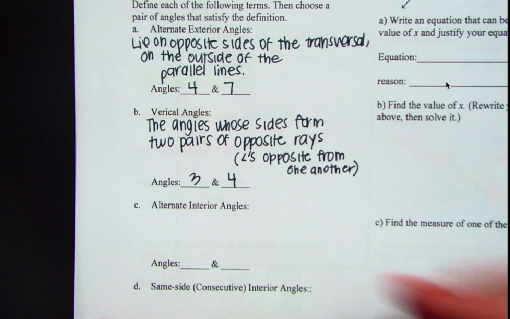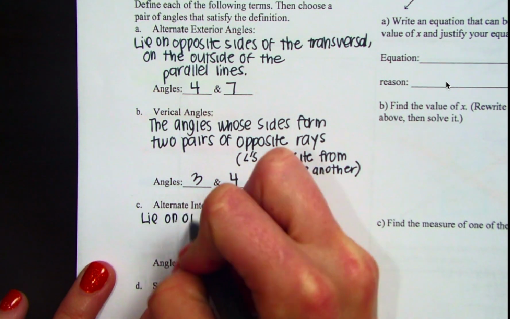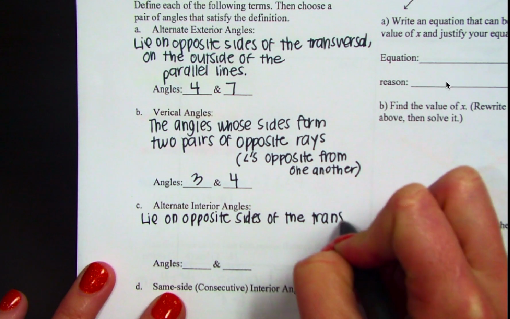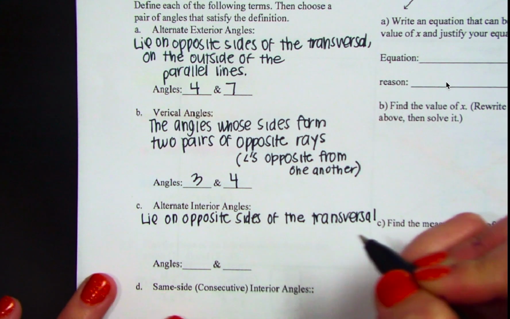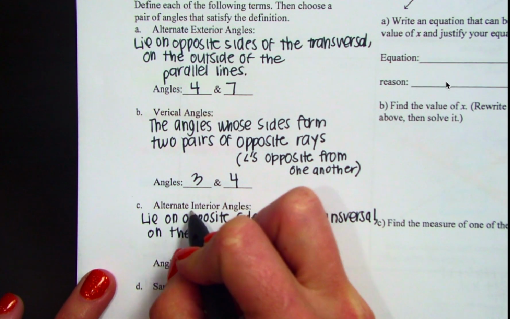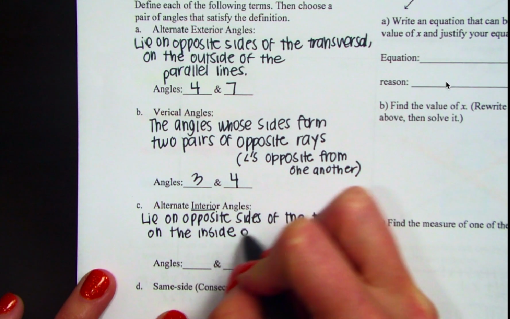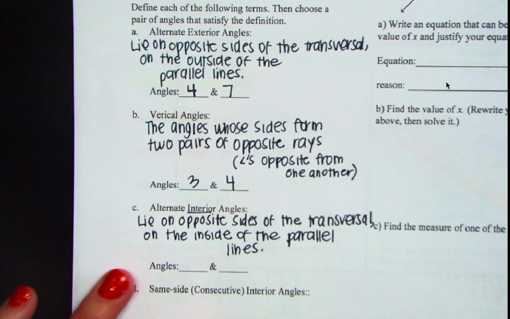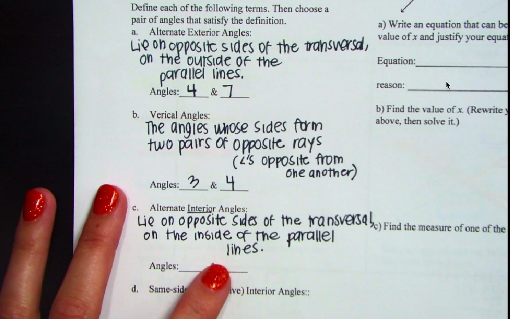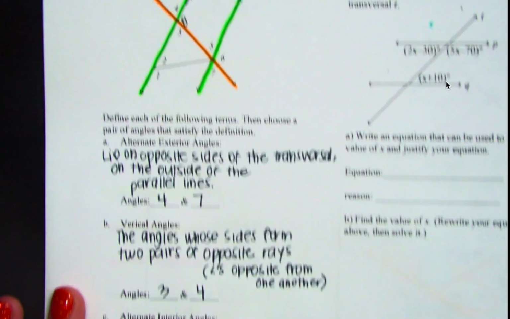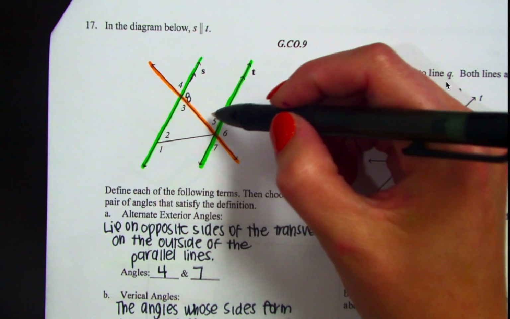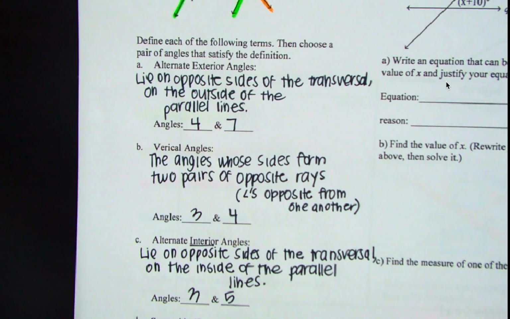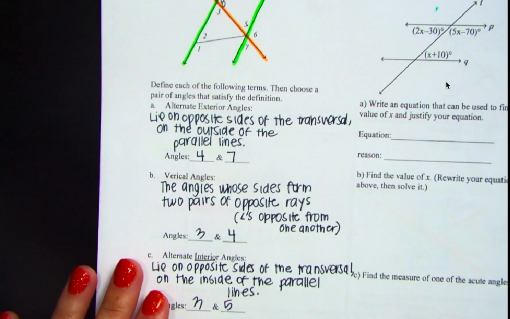Alternate interior angles are angles that lie on, again, opposite sides of the transversal on the inside, hence the word interior, on the inside of the parallel lines. So we will look on the inside of our parallel lines, opposite sides of the transversal, and we have angle 3 and angle 5. Angle 3 and angle 5 are an example of that. Alternate interior.